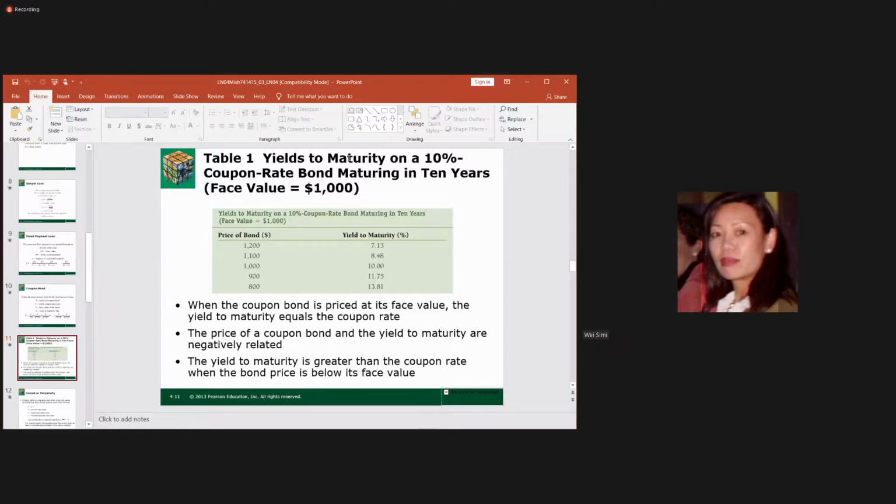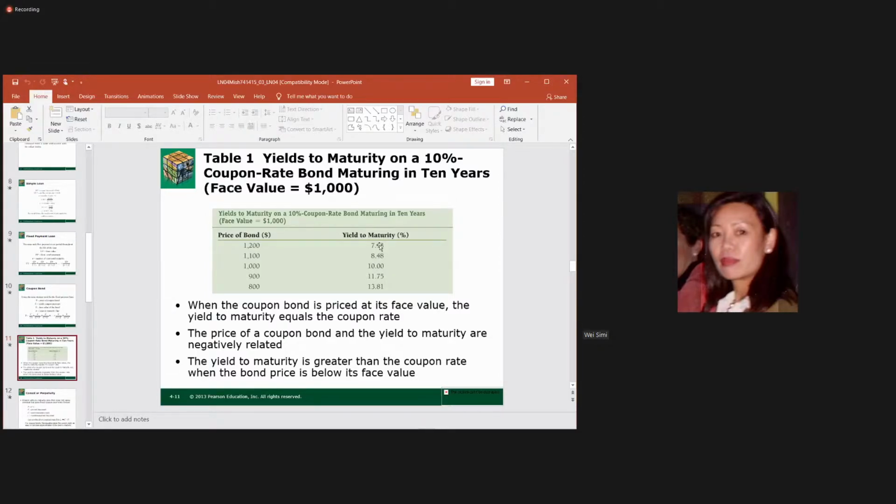Okay. So, a 10% coupon bond that matures in 10 years. So that's this bond's character: 10-year maturity and 10% coupon bond, okay? Face value 1,000. Watching this is very important here. Look, the yield to maturity on a 10% coupon bond in 10 years, face value, and this is the bond price. Look, bond price.